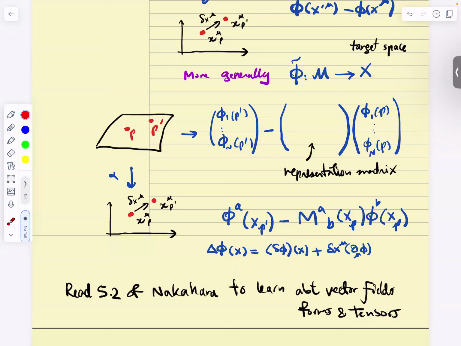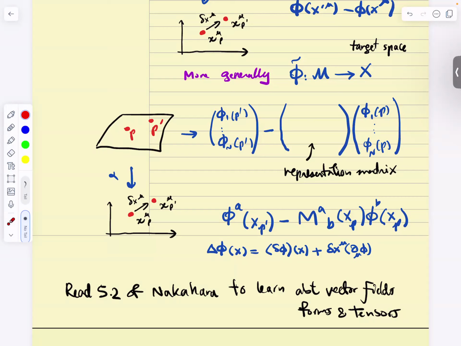So I have to subtract the initial vector from the final vector. Here, there's room for a matrix to act on this vector. That's the story of representation. If there is no matrix acting, if there's only one variable, that's just a scalar. Good.